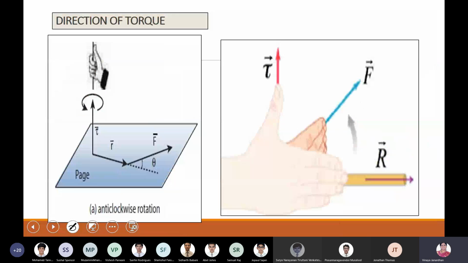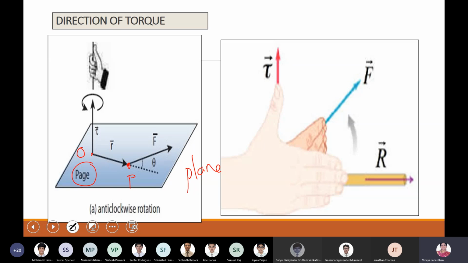Now, how will you find the direction of the torque? Suppose you consider what is written as a page to be a plane. Let me consider a particle, say P, which is at a distance of r meters from the origin. You consider that as a plane or a plane sheet.